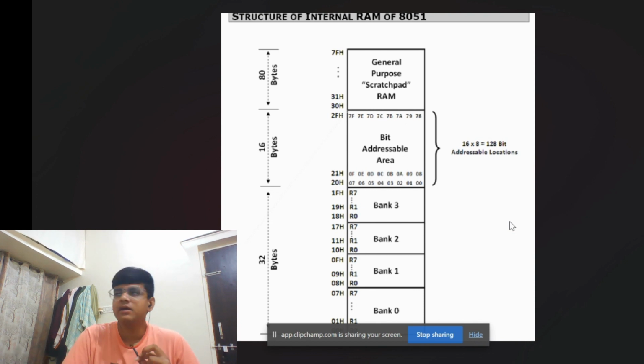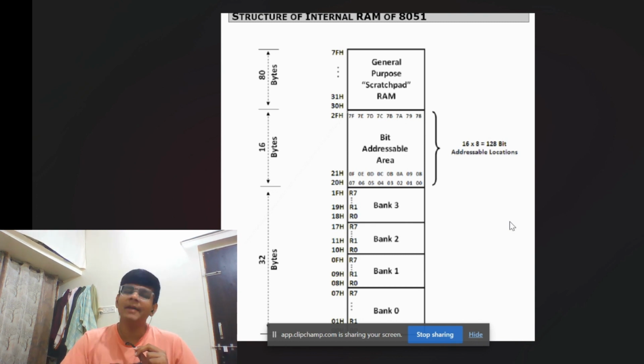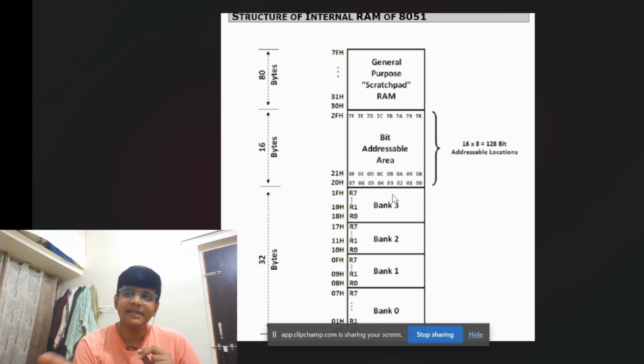Come to the 16 bytes. This area is bit addressable. I will explain what bit addressable is. One byte consists of 8 bits. This 20H location consists of 8 bits, and all these 8 bits are bit addressable. What does that mean? Bit addressable means each bit can be addressed or accessed individually without affecting other bits. That's called bit addressable.